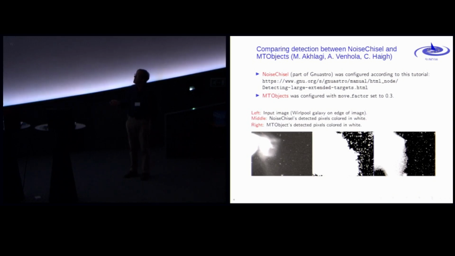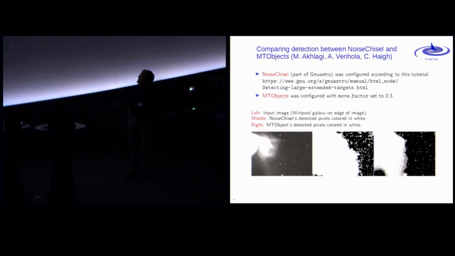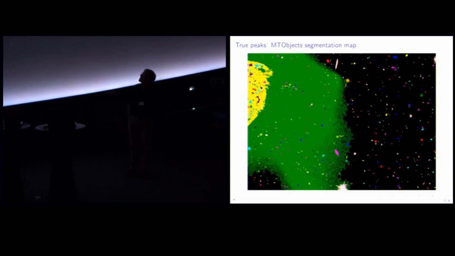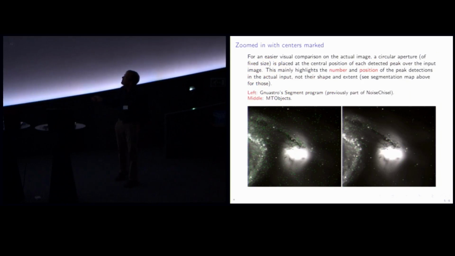And so this is the image on a certain scale. NoiseChisel is being run. This is the segmentation map, or the objects, the pixels basically, that are being found. This is the segmentation map from MTObjects, where you see the different objects. This is what things belong together, and so on. And then here are the objects in green that are being found with the two methods, and we are comparing all of them with each other.